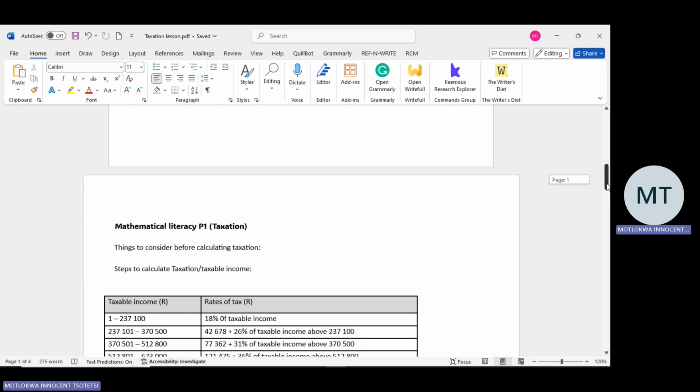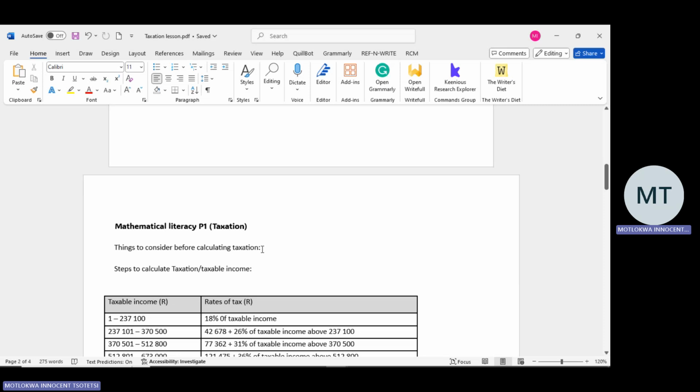So today we will be doing taxation. I hope you are also familiar with taxation since you are doing mathematical literacy. This is paper one content, so we'll be focusing on taxation today.